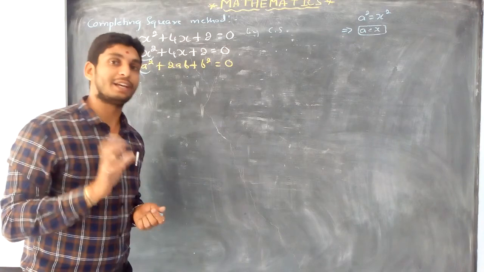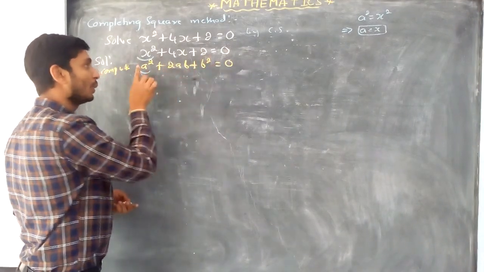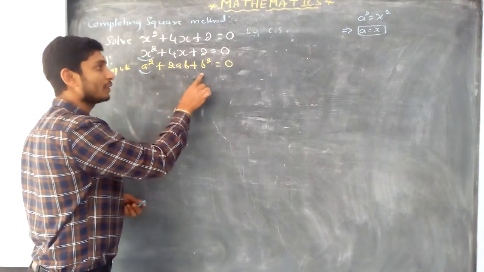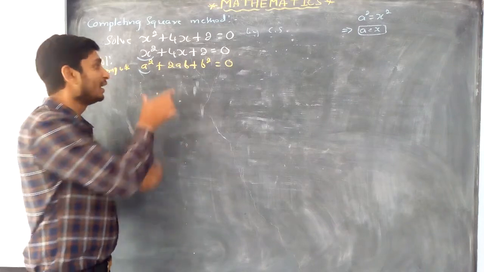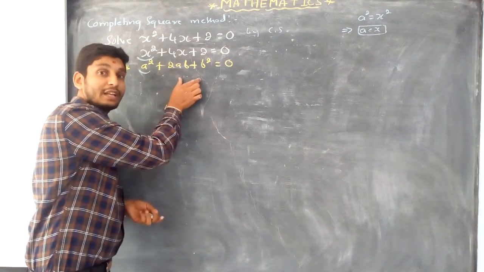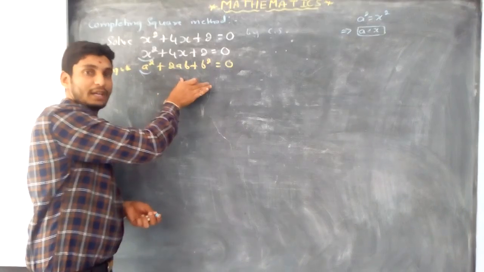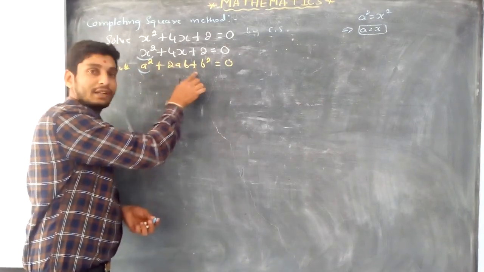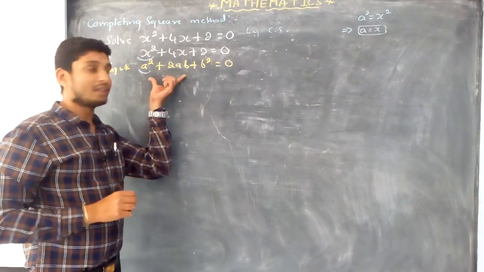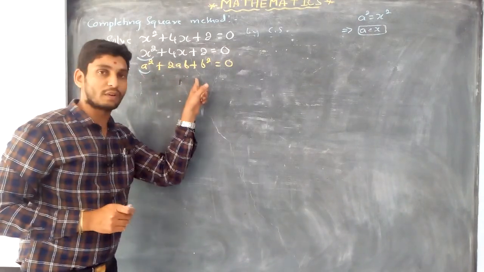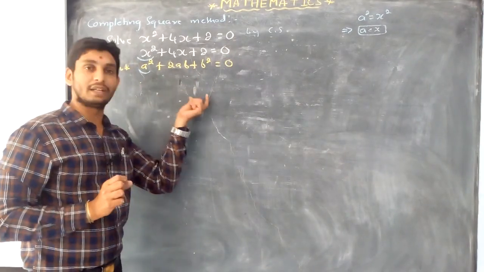Why am I finding a? Because I know the factorization of this one. What is the factorization of a square plus 2ab plus b square? Yes, the factorization of a square plus 2ab plus b square is a plus b whole square. You have read this in 9th identities. a square plus 2ab plus b square means a plus b whole square. a square minus 2ab plus b square means a minus b whole square. Since I know the factorization of this one is a plus b whole square, I have to find a and b.